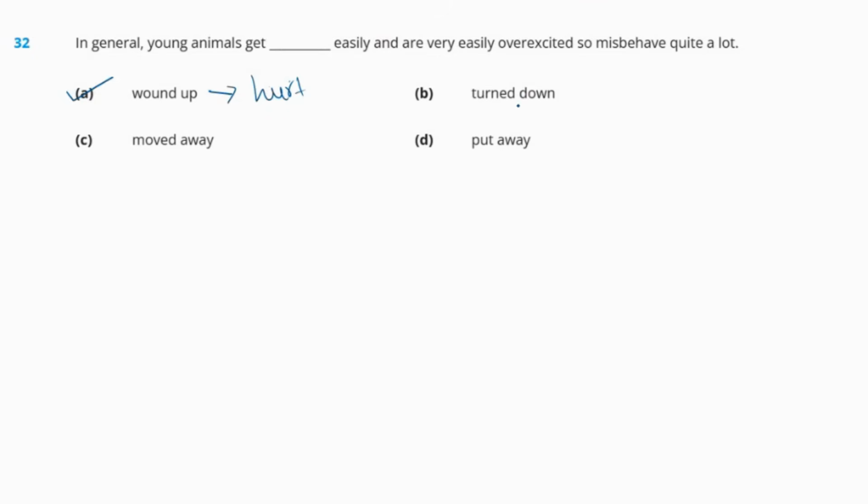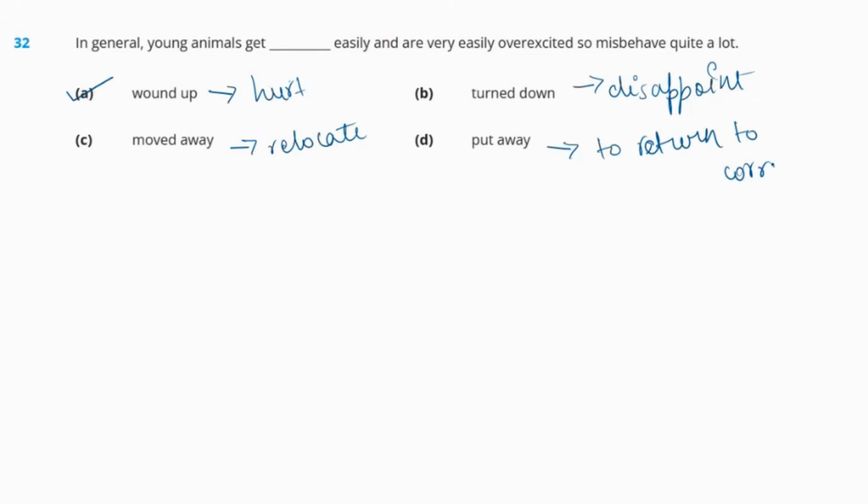Now let us see the other options as well and their meanings. So turn down means disappoint. Next is moved away. So moved away means to relocate. And the last word is put away. So put away means to return to correct place. Okay. So the right answer is wound up, which means hurt.